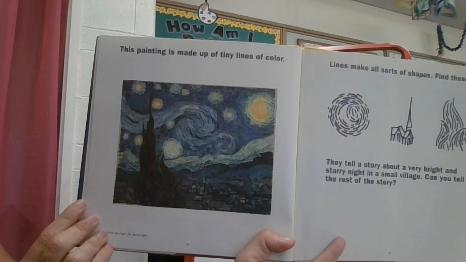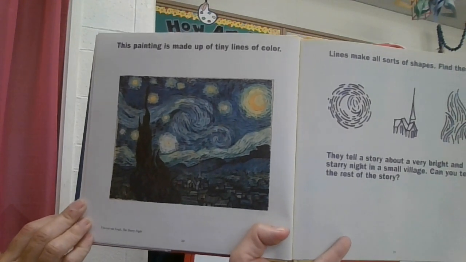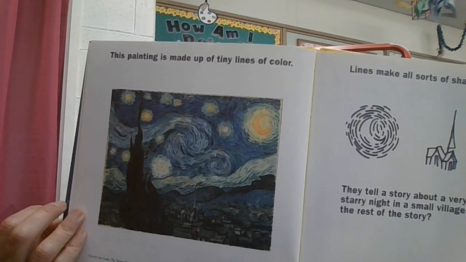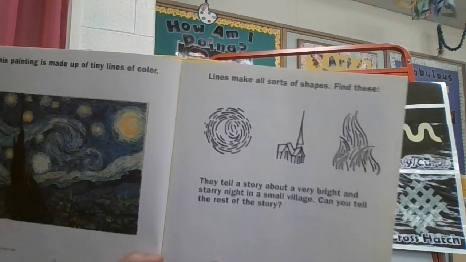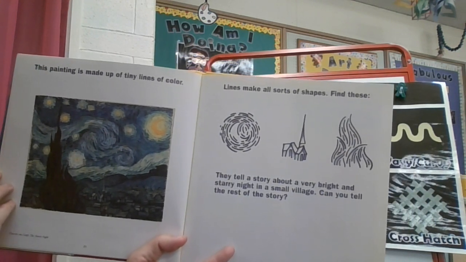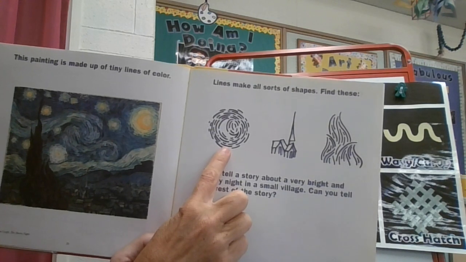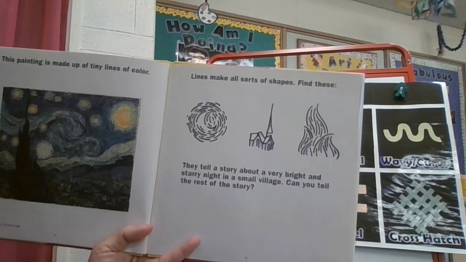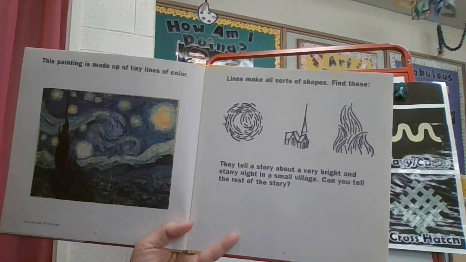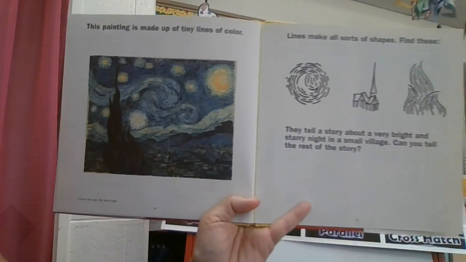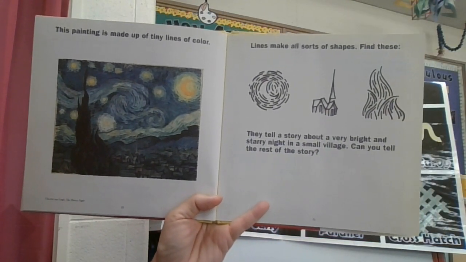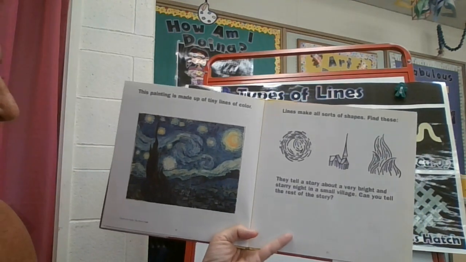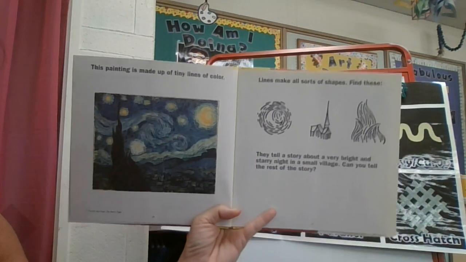This painting, it's a very famous painting called Starry Night by Vincent van Gogh. This painting is made up of tiny lines of color. Lines make all sorts of shapes. Find these. They tell a story about a very bright and starry night in a small village. Can you tell the rest of the story? What do you think's going on that starry night in the village?